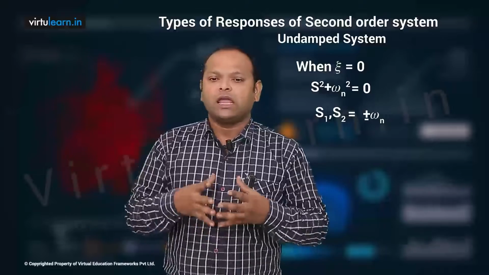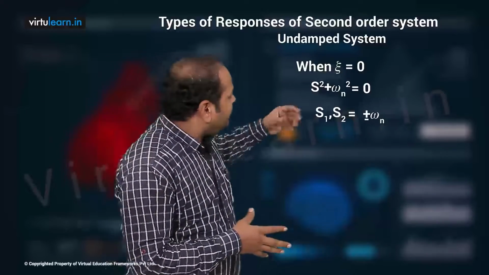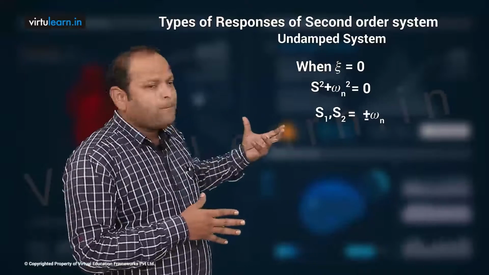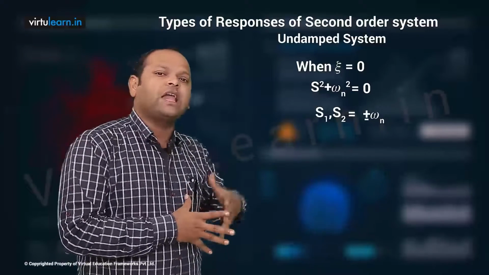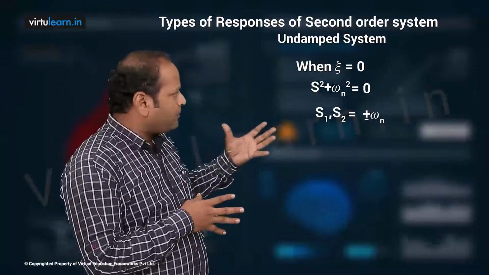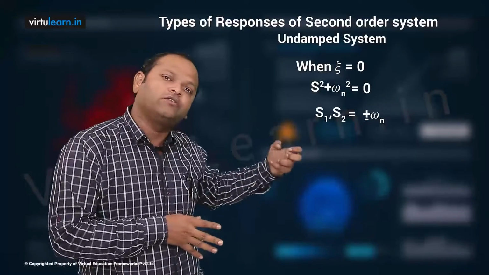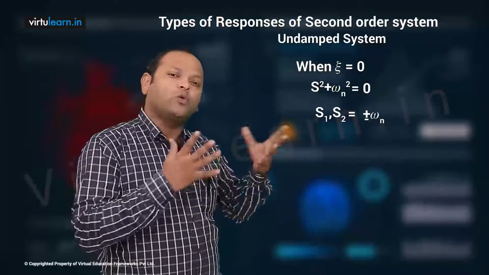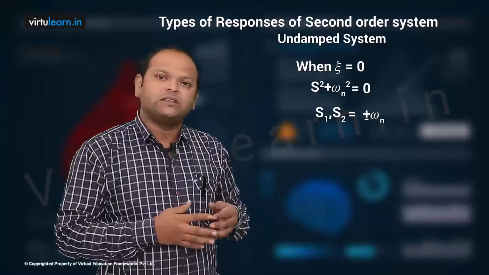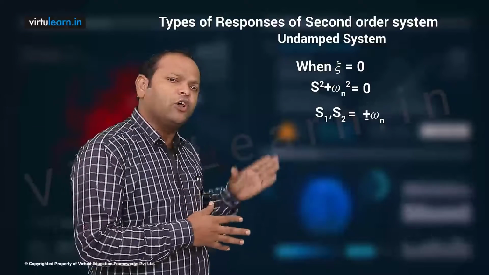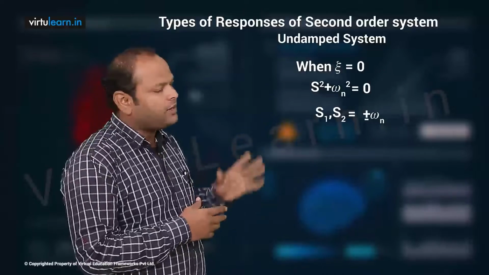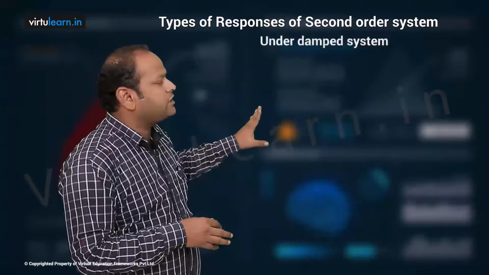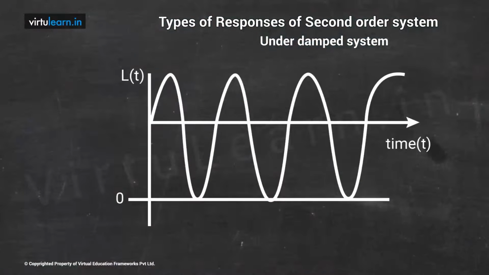This kind of response you will get when zeta is 0 and my poles or roots are purely imaginary. So it is called an undamped response. What do you mean by that? Damped means a force against the oscillations, some opposition force to oscillations. Undamped means there is no opposition force to the oscillations. Hence, oscillations can exist for a longer time. Even if you take t as infinity, we still have oscillations. So this is the undamped nature of the system when zeta is 0.